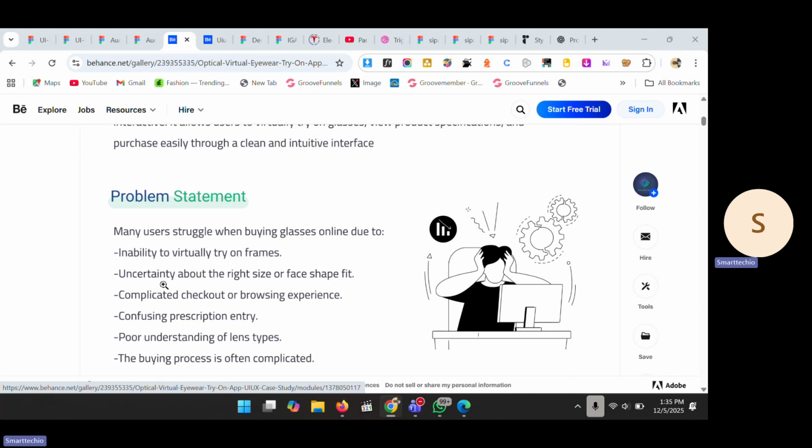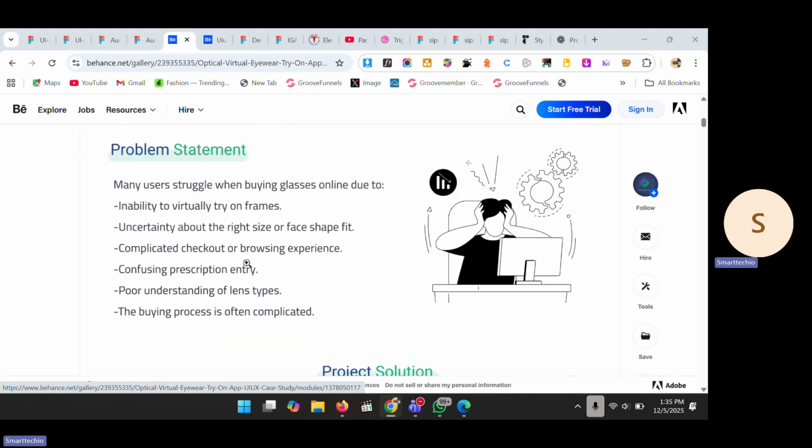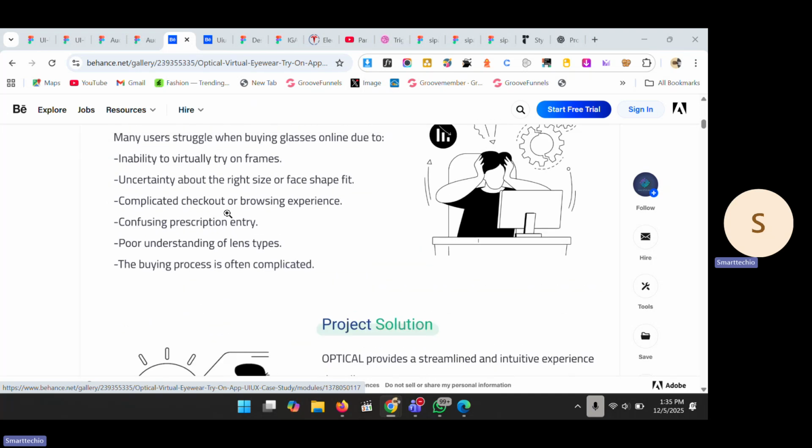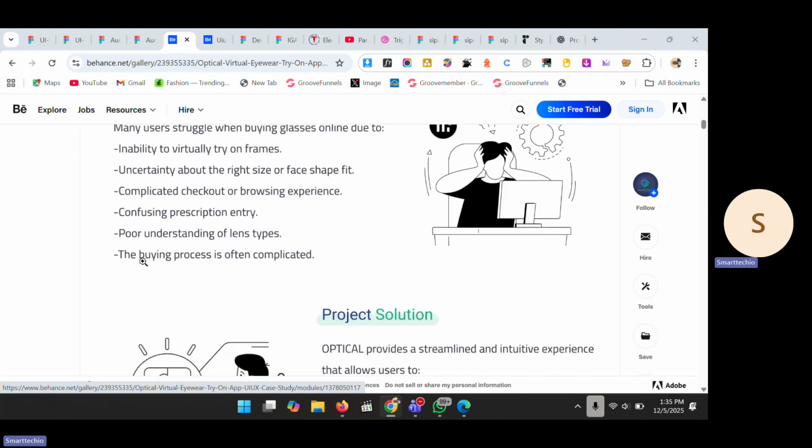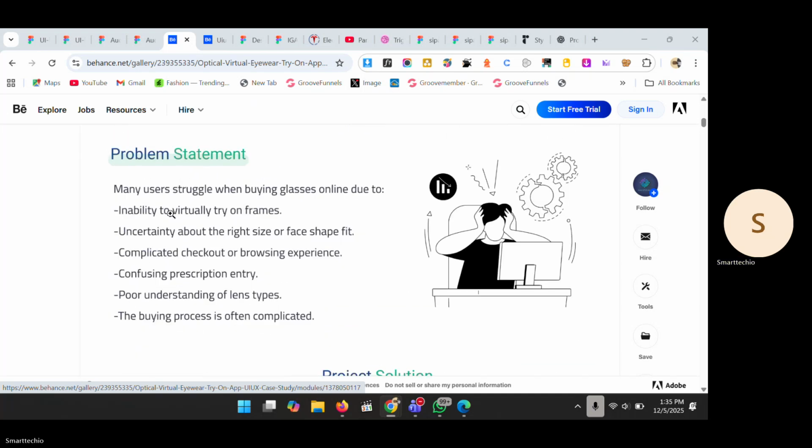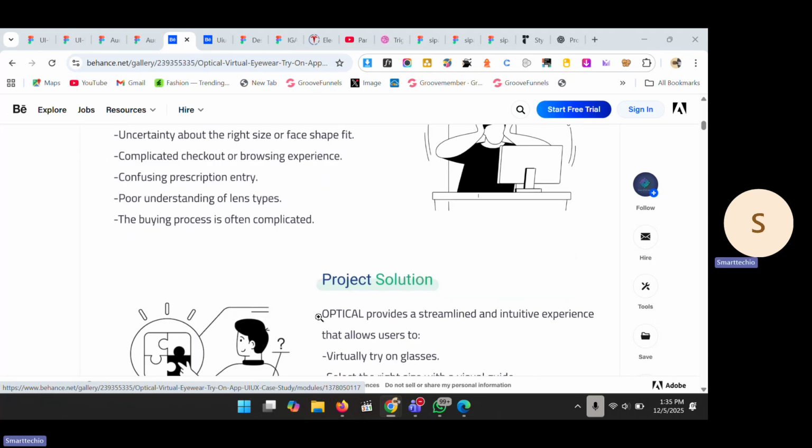You see that? The problem is that many users struggle when buying glasses online due to the inability to virtually try on frames. This explanation was explained. Then after you've listed those problems, how might we help users have a good understanding of lens types? How might we help our users with the same process of buying glasses, something like that.